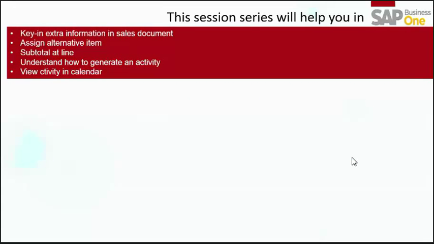In this session, we'll learn about sales activities and understand how to key in the extra information. So this session will help you to understand how to key in the extra information in the sales document, assign alternative items, subtotal outline, understand how to generate an activity, and view it in the calendar.